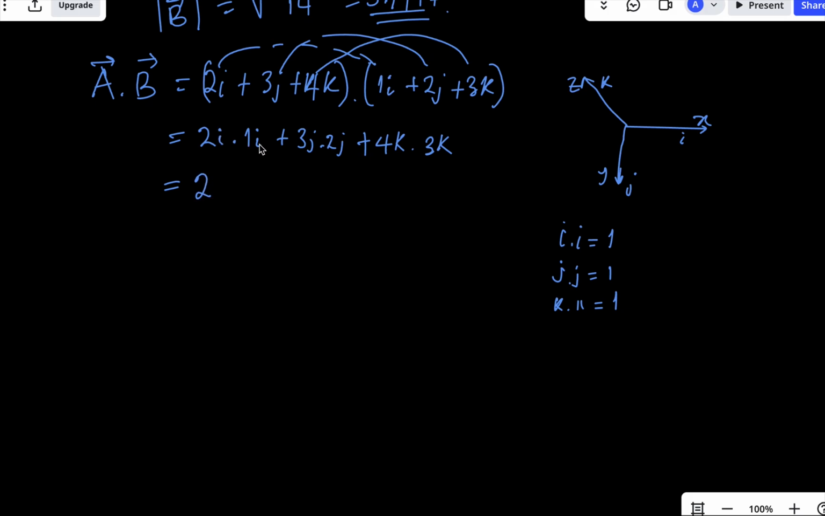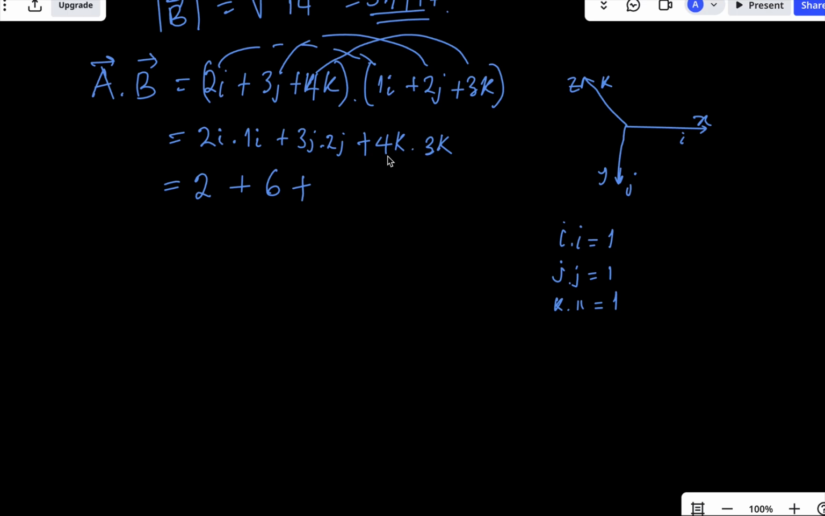I dot I, so 1 times 2 gives 2. You see, I don't disappear. Plus J times J, I told you J times J is 1. So if I get 3 times 2, it gives me 6. 6 times this one is still 6. J doesn't disappear.